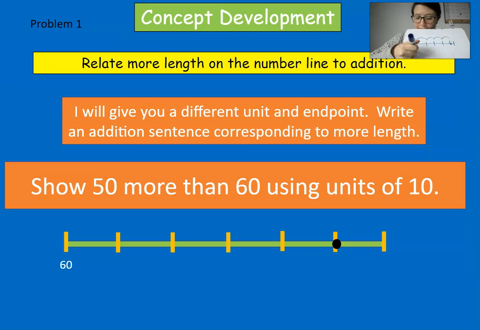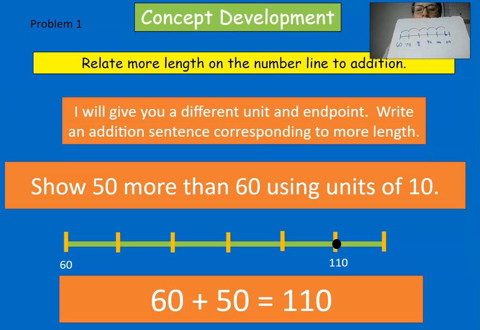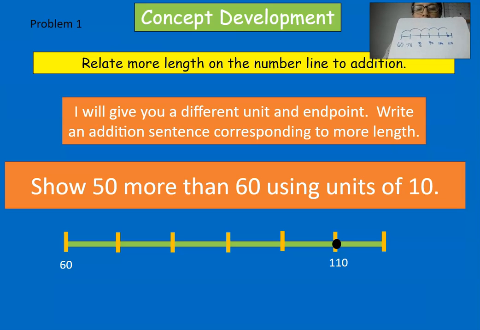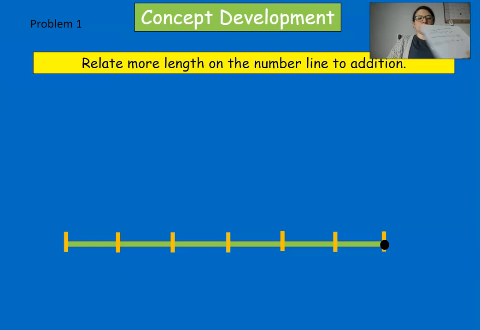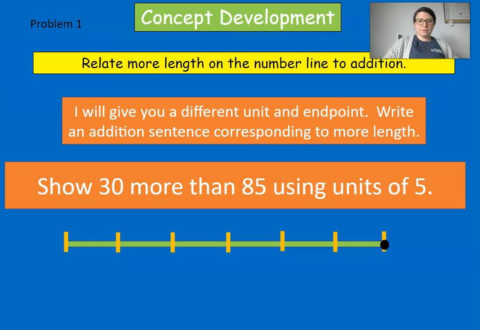So we have 60, 70, 80, 90, 100, 110. That point on my number line is going to be 110. So 60 plus 50 gets me 110. Awesome work. All right, let's do another one.